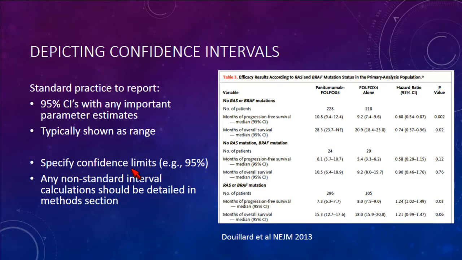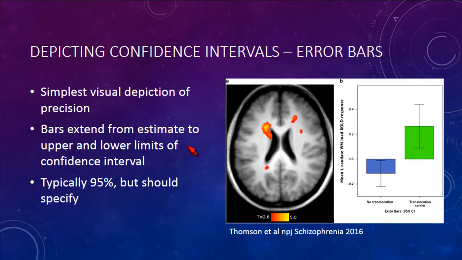So we do want to specify what significance the confidence intervals chose. You'll see here, they do mention the 95% CI value here and here, and any non-standard interval calculation should be detailed in your methods section. Error bars are probably the simplest visual depiction of precision.